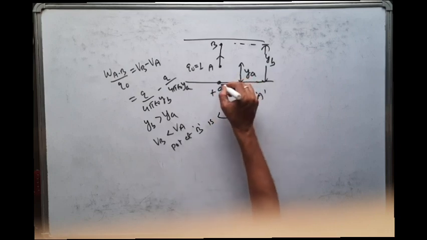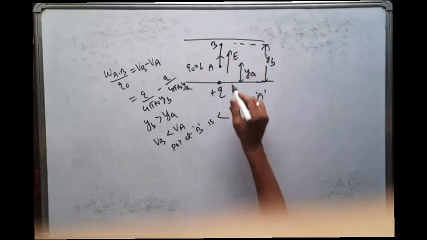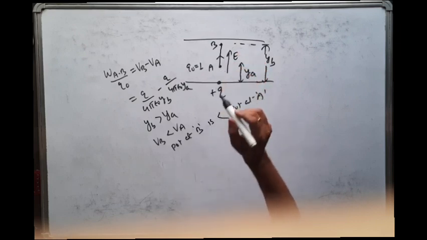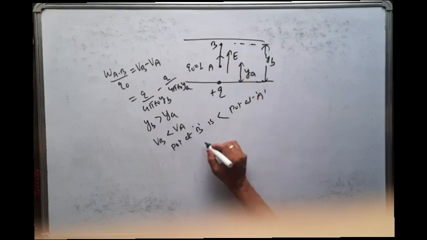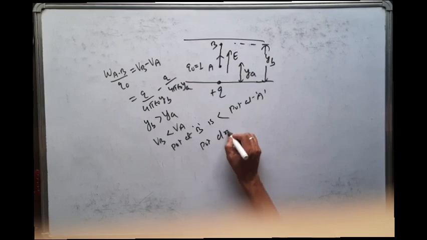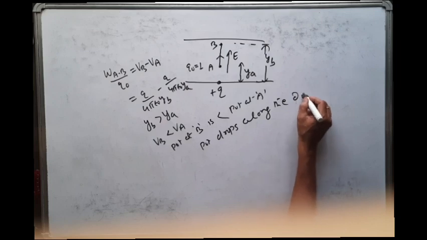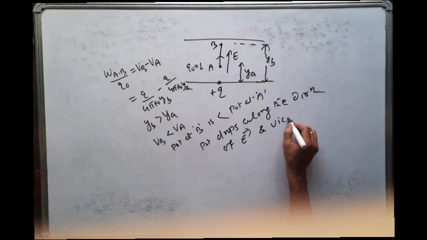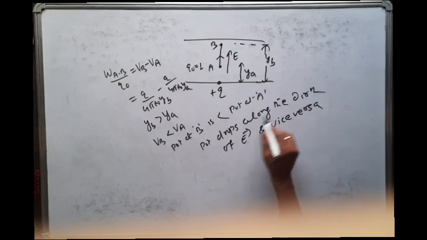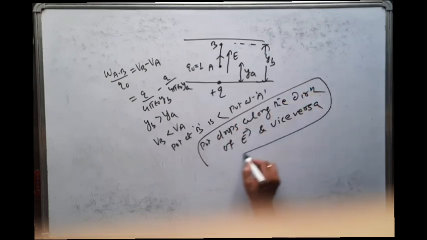So what is the direction of the electric field? This is a positive charge, so the electric field direction is upward. Along the direction of the electric field, potential drops, because at A the potential is more and at B the potential is less. So potential drops along the direction of the electric field, and vice versa: potential increases opposite to the electric field. This is an important concept you have to remember.